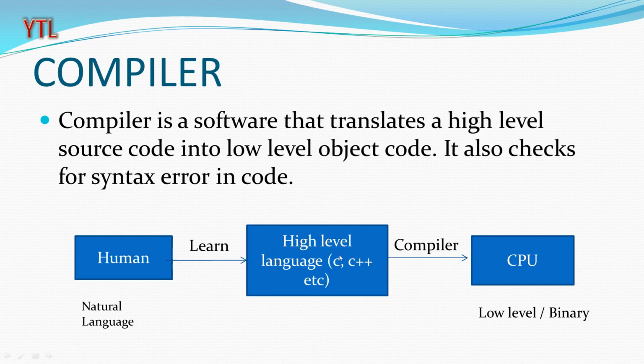If we write any syntax error, any grammatical error in this high-level language, the compiler will check for it and let us know where the error is. We have to make it correct, then our code will run. So this is the basic concept of how a C program is compiled and run. Now let's get into coding.